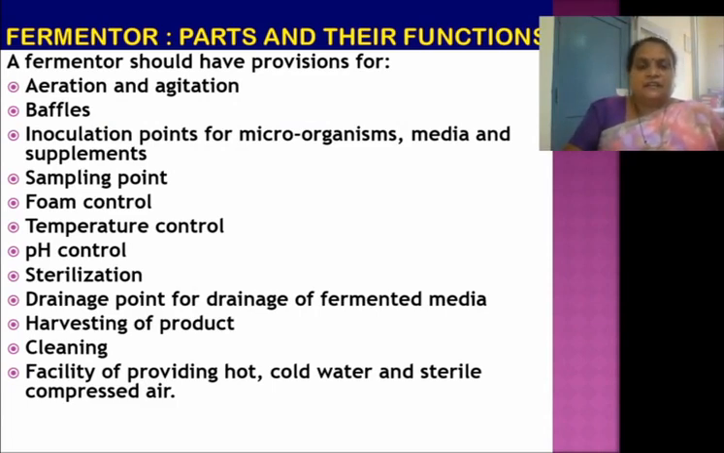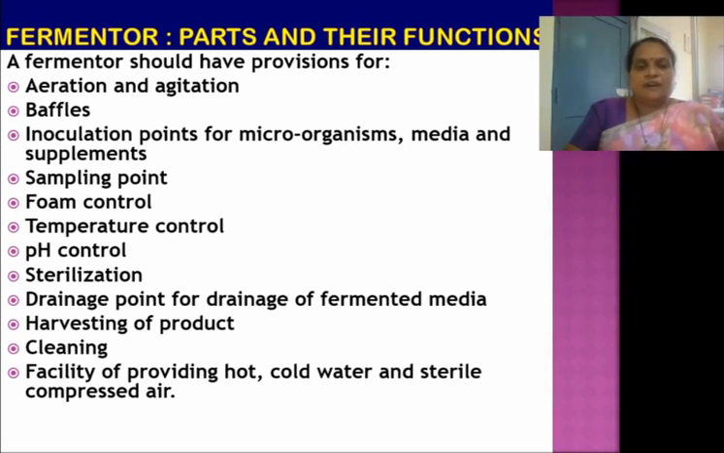An ideal fermenter should have the provision for aeration and agitation. Aeration is to supply oxygen for growth of aerobic microorganisms, and agitation is mixing or stirring in order to mix the microorganisms throughout the medium in uniform concentration. Agitation is also required to mix the constituents of the medium uniformly. Agitation is also important for uniform aeration throughout the medium. So, a fermenter must have a provision for aeration and agitation.